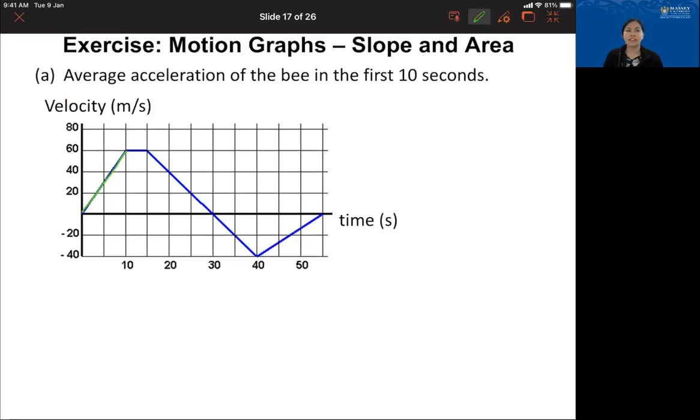Yeah, very good. I can see correct answers in the chat box there, right? For a velocity versus time graph, the slope will give you the acceleration. So acceleration is the change in velocity over change in time.